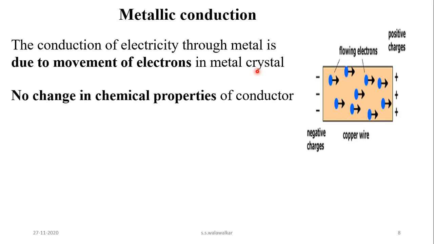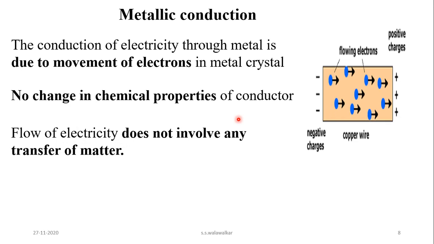And there is no change in the chemical properties of the conductor. Because of this movement of electrons, there is no change in chemical property. And this flow of electricity does not involve any transfer of matter. Electrons have very small mass, that is 9.1 × 10^-31 kg. So it has a negligible mass, and therefore the flow of electricity does not involve any transfer of matter. Matter is not transferred here.